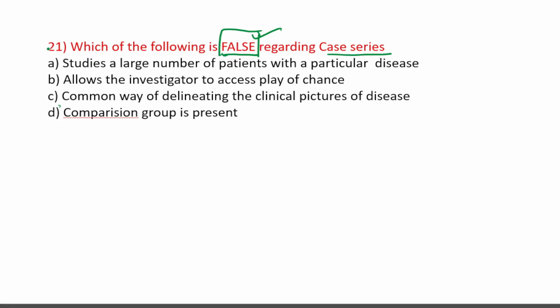So which of the following is false regarding case series? Let us see the options again. Case series studies a large number of patients with a particular disease. Is it true? Yes, definitely it is true. And it allows the investigator to assess the play of chance. Yes, even this is a true statement. Thirdly, it is a common way of delineating the clinical pictures of a disease. Yes, even this is a correct statement. Fourthly, that a comparison group is present is a wrong statement, because a comparison group is not present actually. There is no comparison group in case series. Please remember this point.